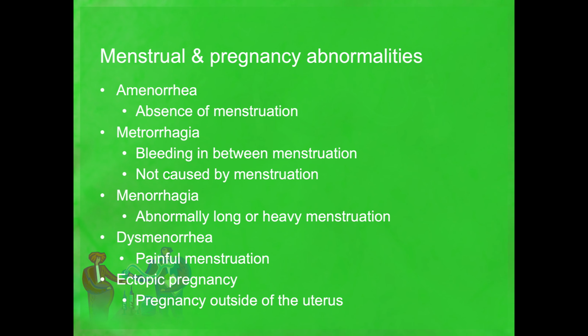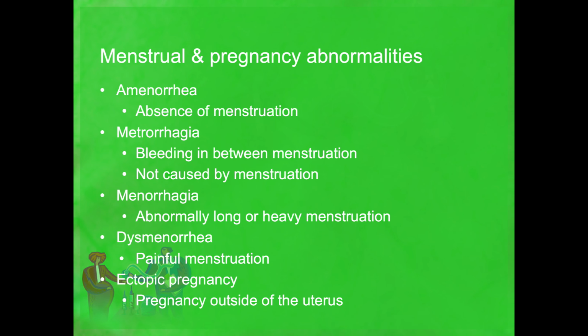And then we have metrorrhagia, and in metrorrhagia we have bleeding in between menstruation. These are not active menstruation, so this is normally not active menstruation. Sometimes it could be something wrong, sometimes not. So anytime you have a normal menstrual cycle and you see some breakthrough bleeding, you may want to go ahead and check with your doctor just to make sure everything is okay.